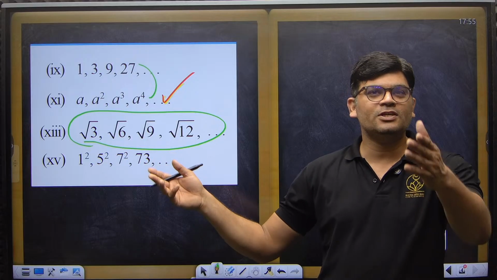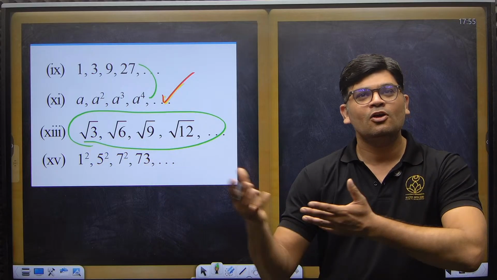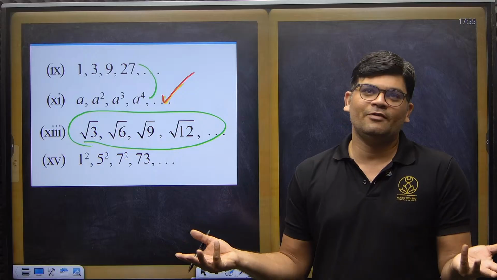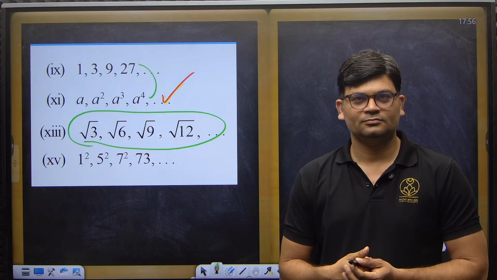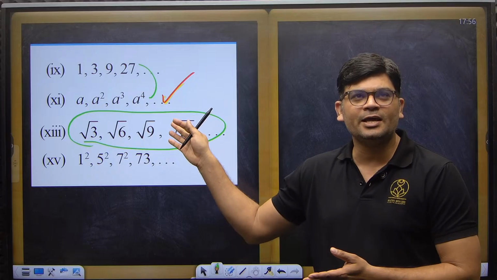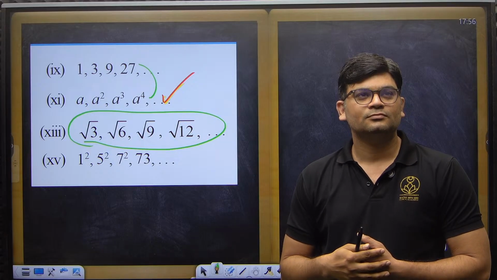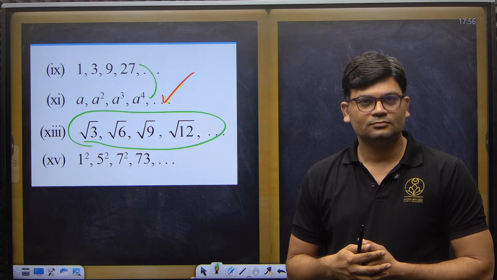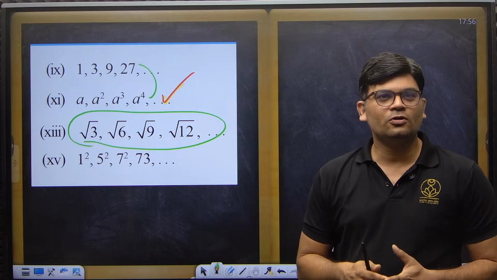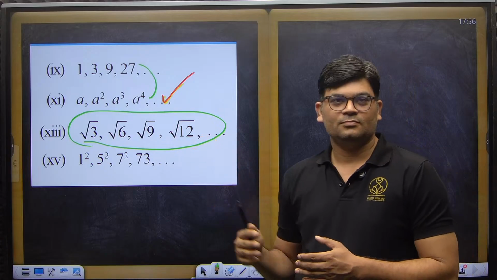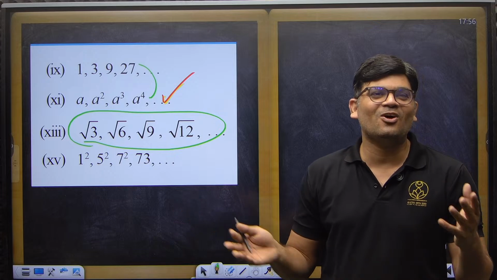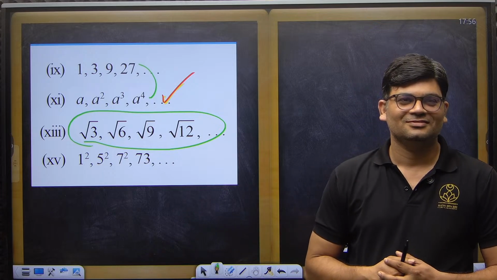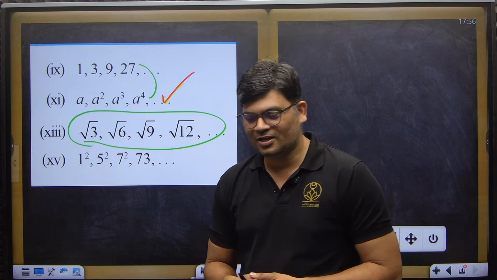Then tell me the common difference. AP has only one rule, the common difference. You tell me the common difference if it is an AP. Kritik, tell me, is it an AP? I don't know, sir. You also don't know. Asad? I don't know, sir. Asad, tell me, switch on the camera. Okay.